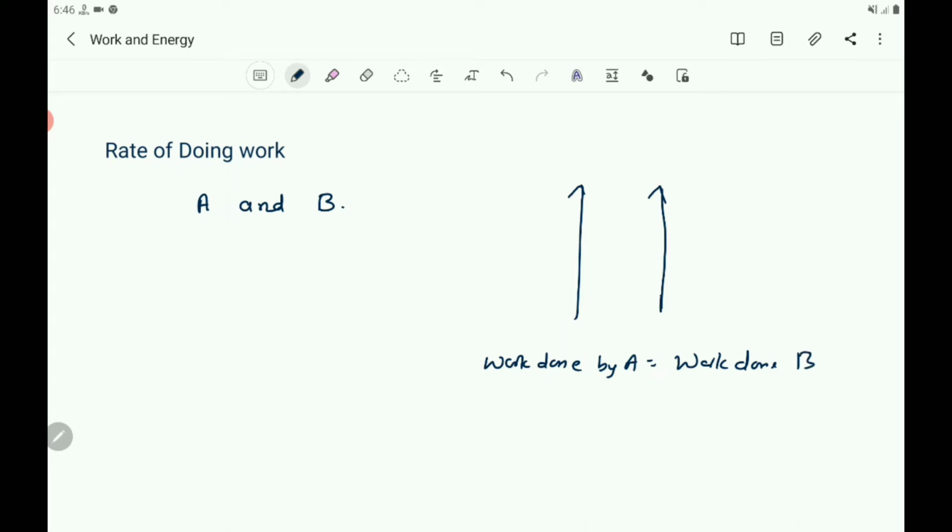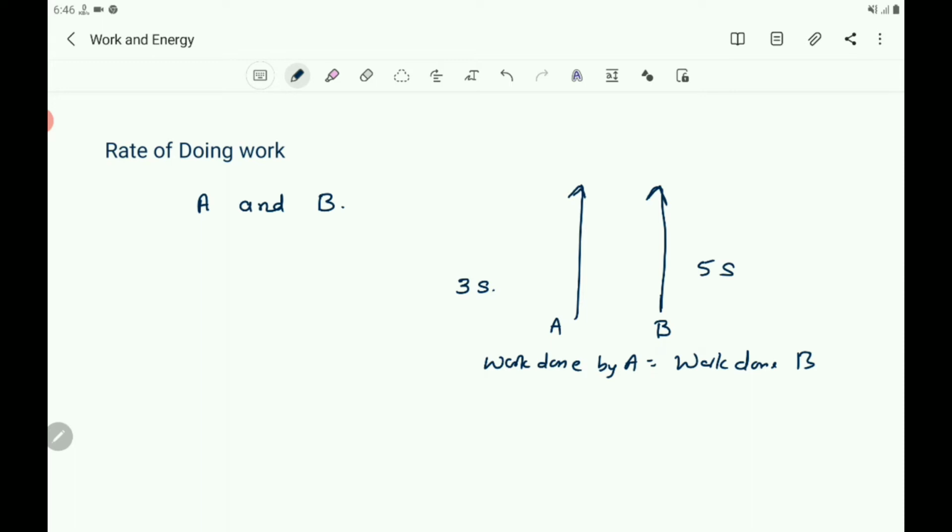Consider two persons A and B who have the same weight. They are climbing a tree of the same height, and the amount of work done by each is equal. Work done by A equals work done by B, because person A and person B climb a tree of the same height. Here the person A completes the work in 3 seconds and the person B completes that work in 5 seconds.